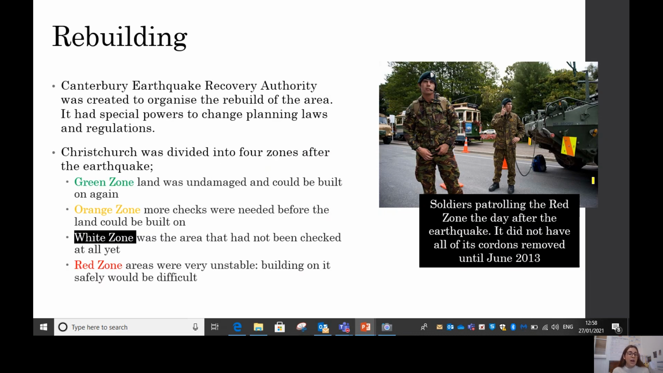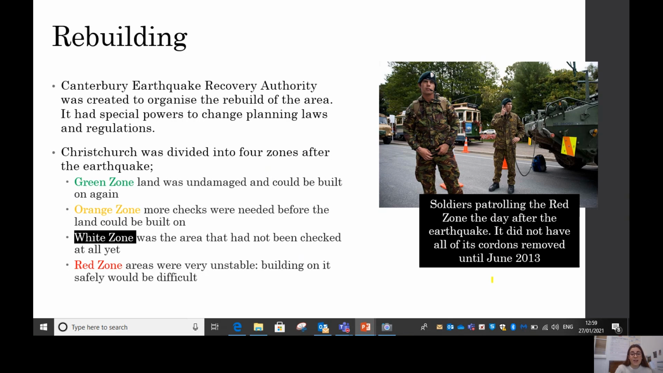So the Canterbury Earthquake Recovery Authority was created, which was the organisation which was going to rebuild the area, and it had special powers to change planning laws and regulations. As soon as the earthquake happened, Christchurch was divided into 4 zones. So we had the red zone. The red zone were areas which were very unstable, building on it would not be safe and it would be difficult. And at first people were not allowed into the red zone.